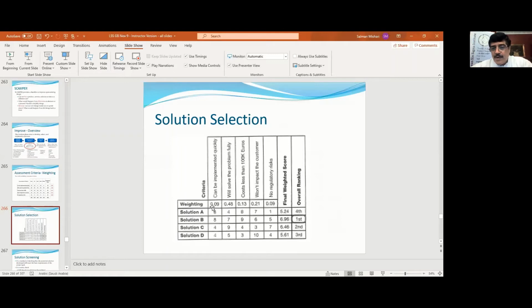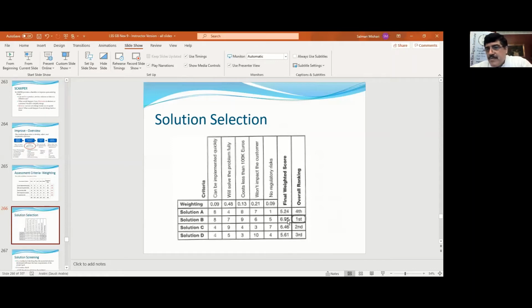And then you multiply it by the weight and so on. So you multiply this number times this number, this number times this number, and so on. And you get a total score like this. And it's the same thing with here. You take 8 times 0.09, 7 times 0.48, and so on, and you get a number like this. Now, after you finish the calculation, you see that solution B gets the highest rank. So the overall ranking, this one gets the higher rank. So this is like a priority.